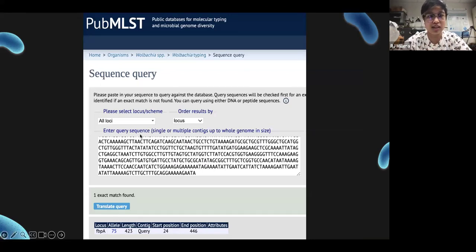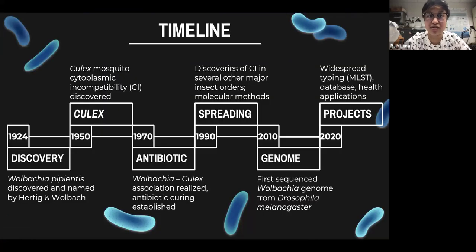And that's what this looks like. So you would just paste in a Wolbachia gene locus, which I think is very neat, and I'm happy that that exists right now.